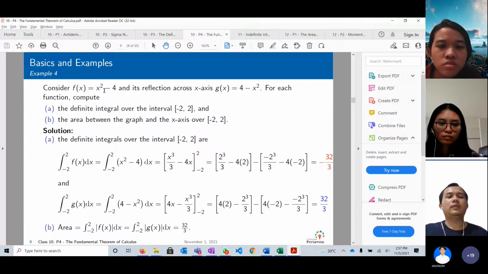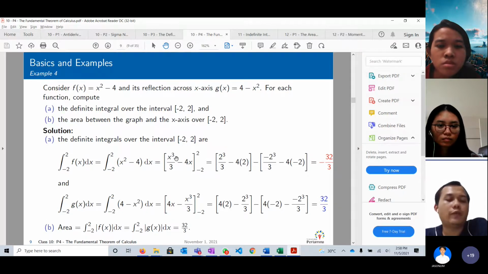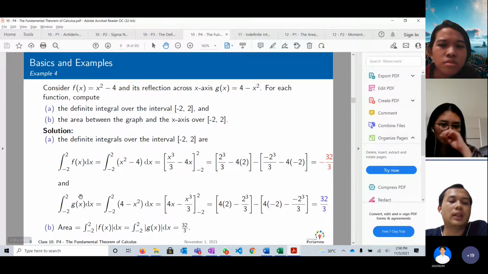Then for each function, for f and for g, we are asked to compute the definite integral over the interval from minus 2 to 2 and the area between the graph and the x-axis. So, if we just need to compute the definite integral, then we simply compute it like this. Kalau kita cuma diminta untuk mencari integral tertentunya, maka kita cukup melakukan integral dari minus 2 sampai 2 f(x), dari minus 2 sampai 2 g(x), dan seterusnya.